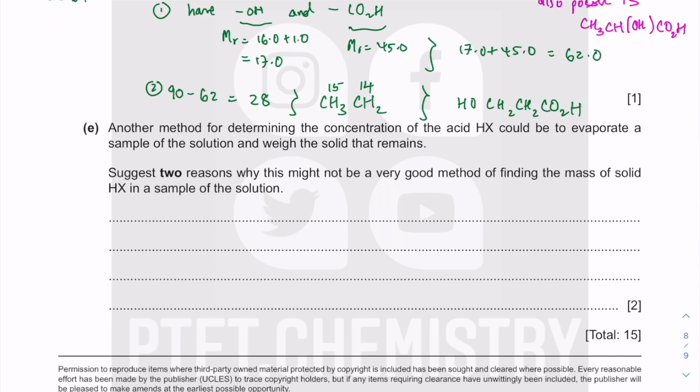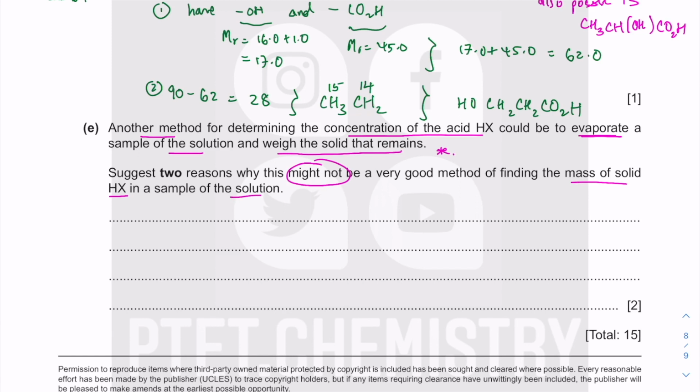Anyway, this last question: another method for determining concentration of the acid HX is to evaporate a sample of the solution and weigh the solid that remains. All right, evaporate the solution, take all the water away, and then you weigh the solid that remains. Suggest 2 reasons why this might not be a very good method of finding the mass of solid HX in a sample of the solution.